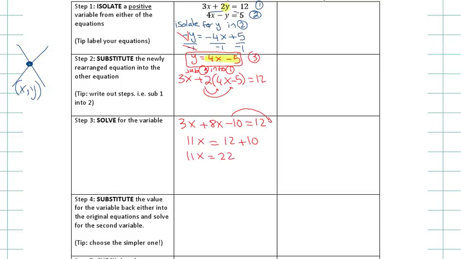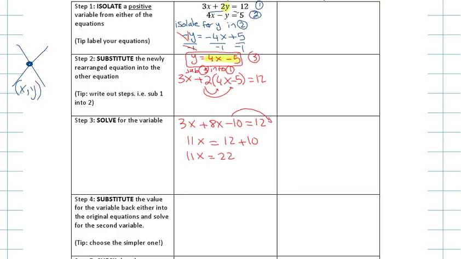Now what do I have to do to find the value of x? Divide by 11, both sides. Why divide by 11? We want only x on the left-hand side. What do I have between the 11 and the x? What kind of operation do I have? Am I adding 11 plus x, or am I multiplying?